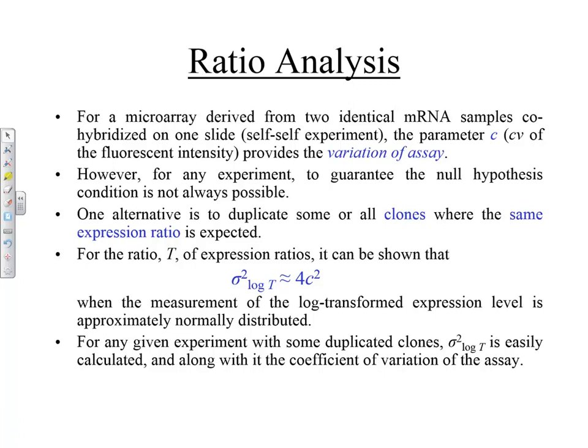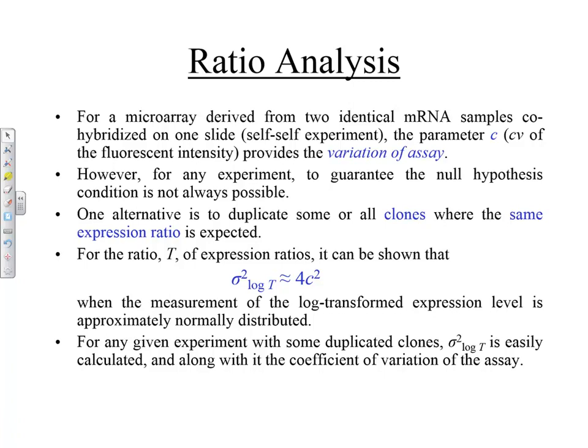Now, you can go ahead and use housekeeping genes to calculate the value of C using the formula that I showed you a moment ago. Otherwise, you can use some other techniques. And again, these are rules of thumb. So for a microarray that is derived from 2 identical mRNA samples, co-hybridized on one slide, it's really the same sample; you've broken it up into 2 parts, and you label with green and with red. So your expectation is that at every spot, you're going to have a ratio of 1, because barring experimental error and other sources of variation, everything should be the same.